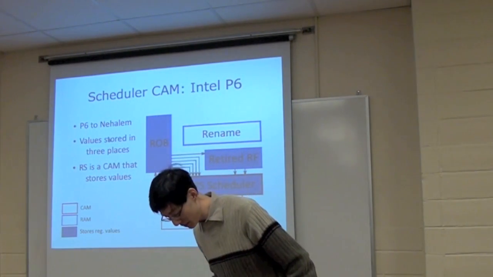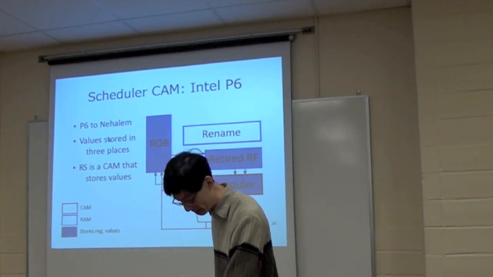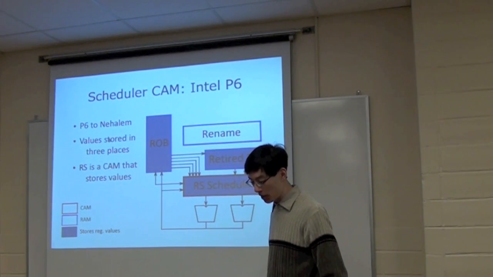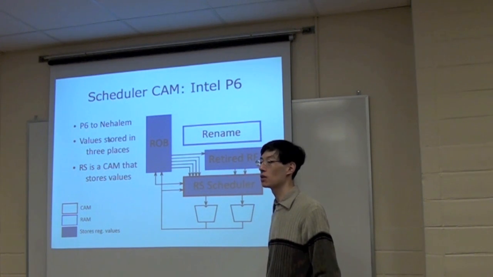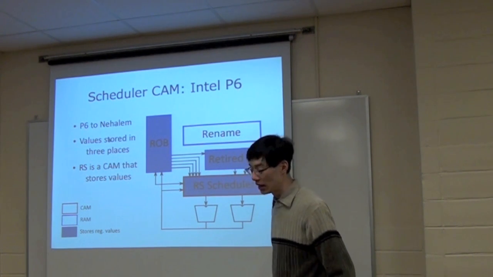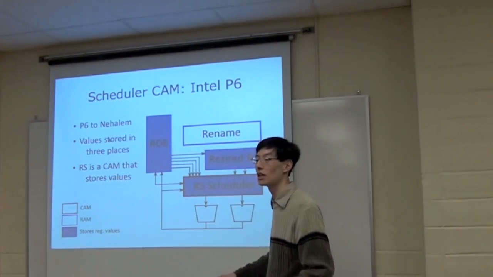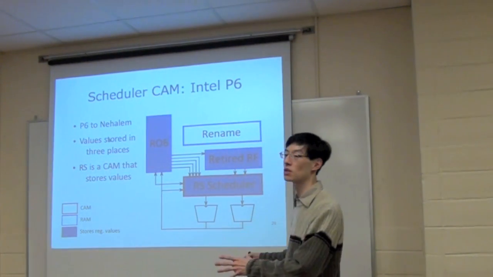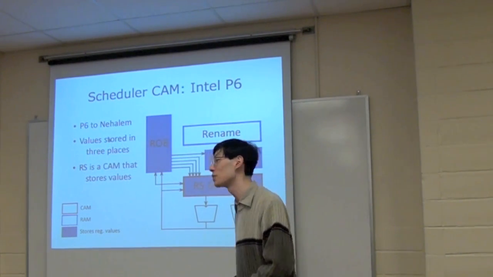Our second example is for CAMs. Out-of-order processors usually use a CAM for their instruction scheduler. However, some processors also use what's called the reservation station that, in addition to scheduling, also stores the values of operands. That makes CAMs bigger than they really have to be.